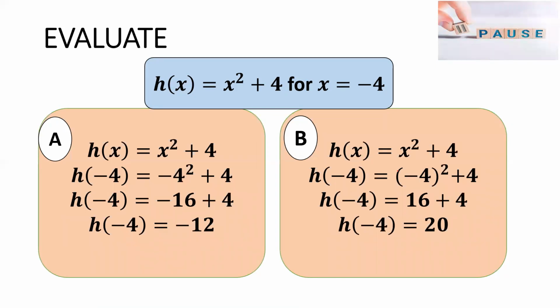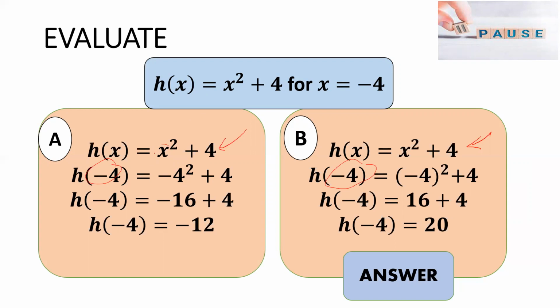All right, let's have an answer. What's your answer, students? Yes, letter B is the answer. Now, why is the correct answer letter B? Let's evaluate the two solutions here. Of course, the first thing to do is to copy the given, the same here, A and B. Next, we have to substitute the value of x wherein the replacement value is negative 4. So we replace x with negative 4.